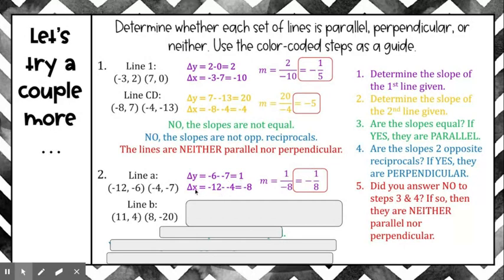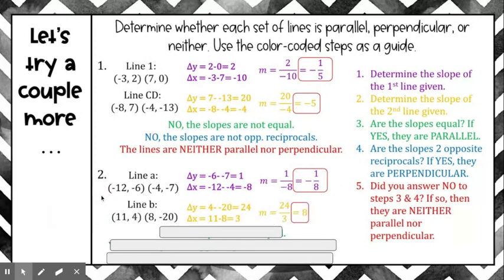Now we need to find our change in x. Here's our first x, negative 12, minus our second x, negative 4. So that gives us negative 8. So our slope equals 1 over negative 8, or just negative 1 over 8. Well, we found that slope. Now we need to find the slope for line B.